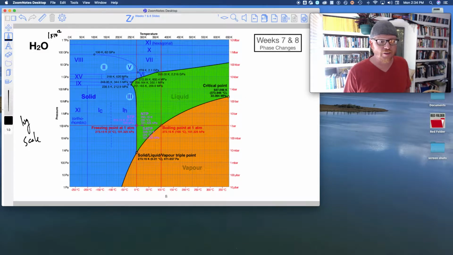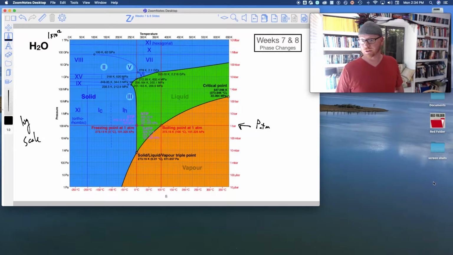Okay, and check it out on this phase diagram. Look, here is 1 bar. There is roughly atmospheric pressure. And this is what you're going to do in Igor 3. We're going to construct a phase diagram just like this.